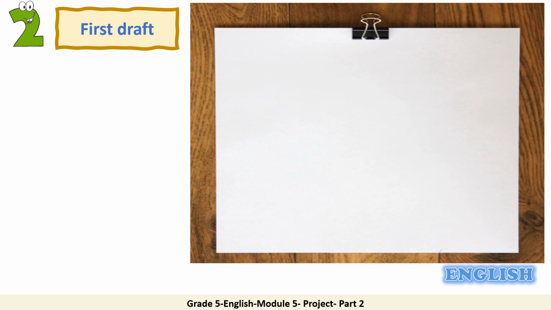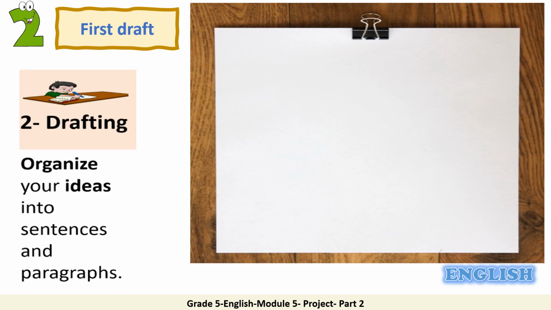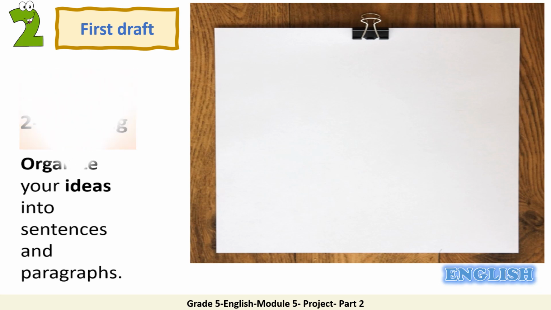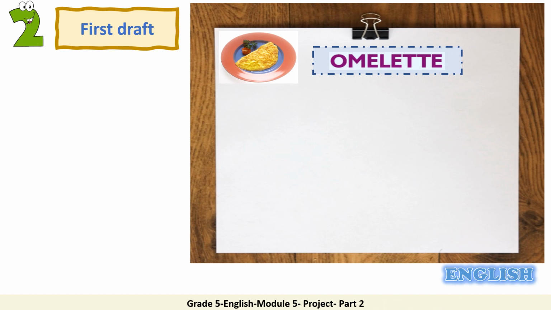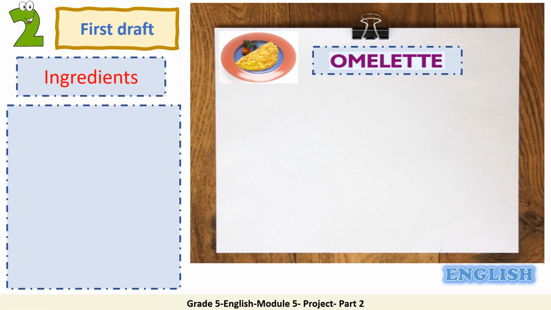The second step is to write the first draft. It means to organize your ideas into sentences and paragraphs. Now, we have chosen the omelette. We will write a recipe to show how to make omelette. First, think of the ingredients. What do we need for the recipe? What do you think we need for the omelette?